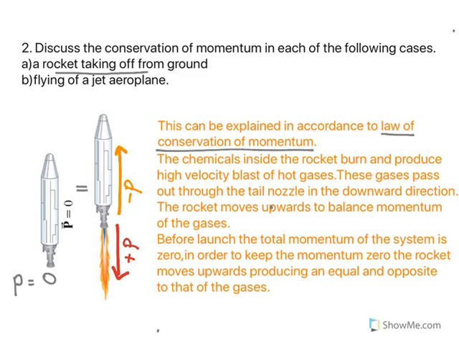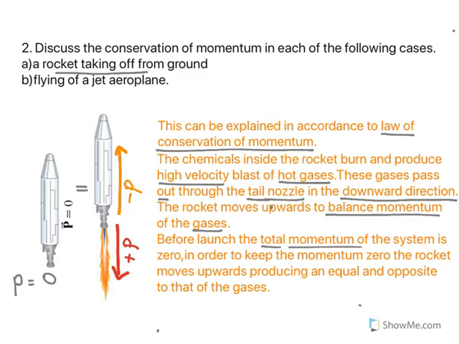The chemicals inside the rocket burn and produce a high velocity blast of hot gases. These gases pass out through the tail nozzle in the downward direction. The rocket moves upwards to balance the momentum of the gases to make the total momentum zero, because before impact the momentum was zero, so after impact also the momentum should be zero.